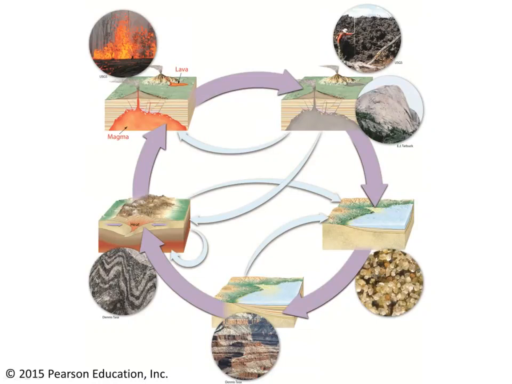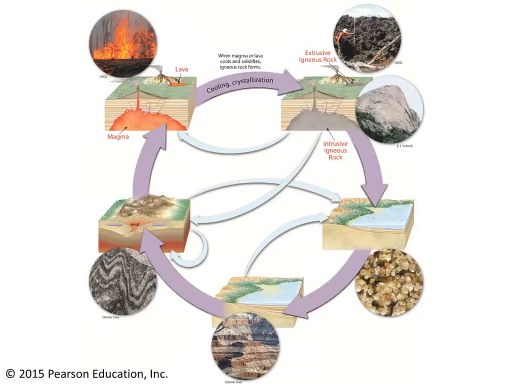If molten rock is underground, we call it magma. If it's above ground, we call it lava. Regardless, that molten rock can cool and crystallize, and when it cools and crystallizes, it makes igneous rock. So the upper right corner of our diagram shows igneous rock. If igneous rock forms above the surface of the Earth, we call it extrusive igneous rock. And if it forms below the surface of the Earth, we call it intrusive igneous rock.